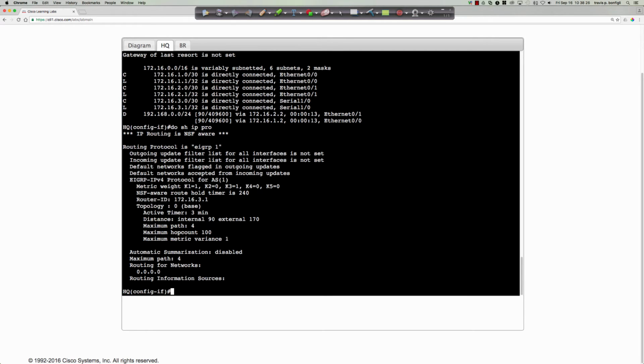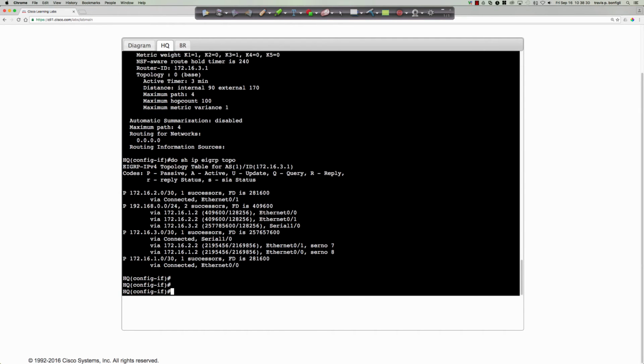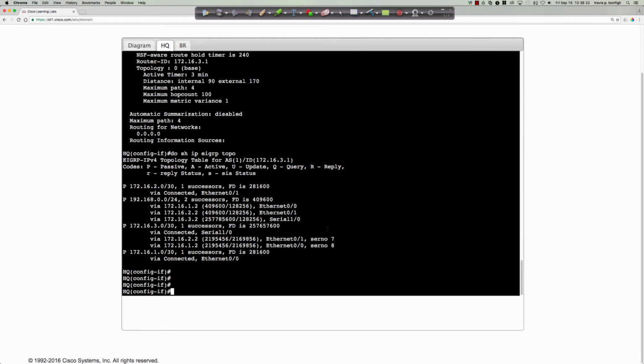it's all about performing unequal cost multipathing. Because again, if I say do show IP EIGRP topology, you can see how many possible successors could I load balance across. Exactly, I could do it across 3. However, now we need to talk about the requirements for unequal cost multipathing. And the first requirement to guarantee loop freedom is that it must be a feasible successor.